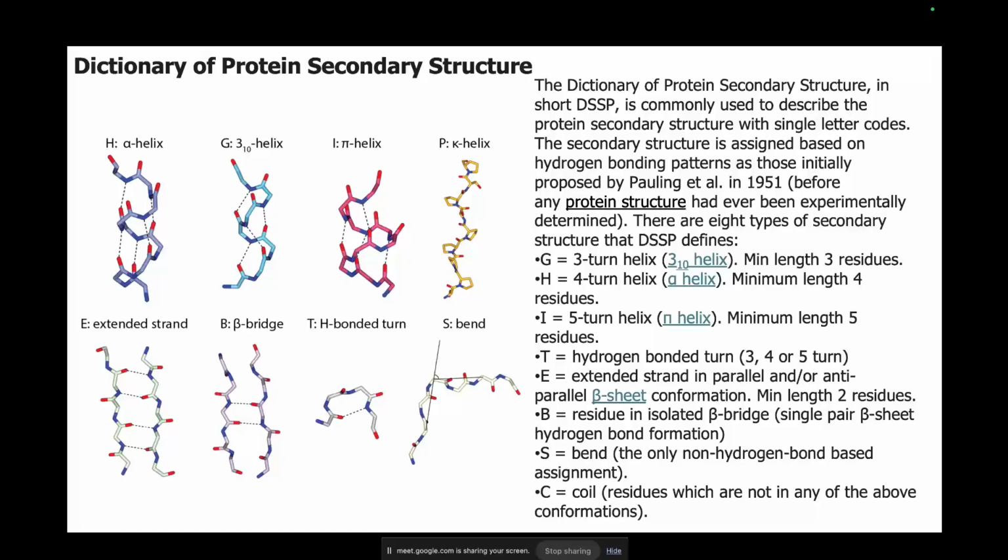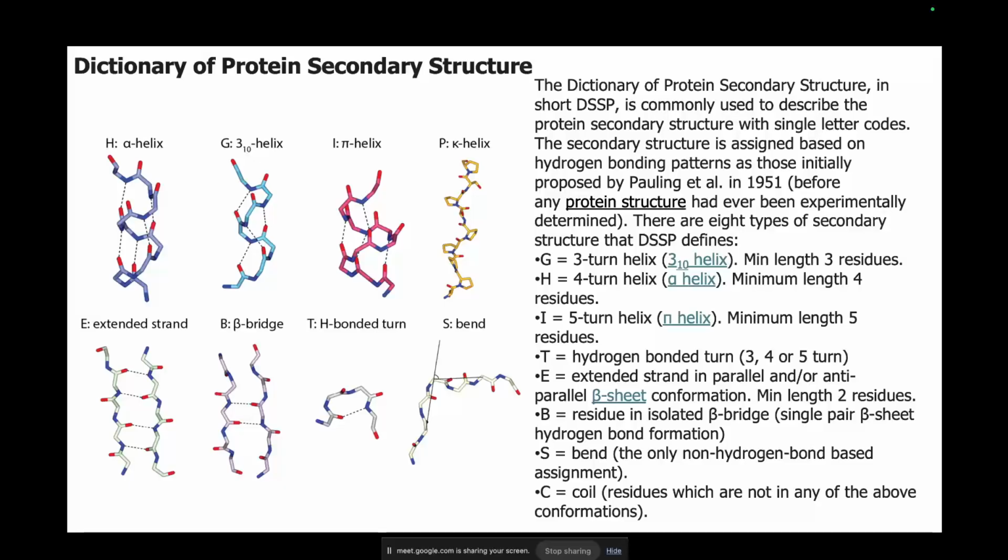we are talking about something called DSSP, right? So DSSP, whatever you want to term it, the Dictionary of Protein Secondary Structure. It is commonly used to describe the protein secondary structure with single letter codes, right? The secondary structure is assigned based on hydrogen bonding patterns, and this was proposed way earlier than any protein structure has been experimentally verified or determined.